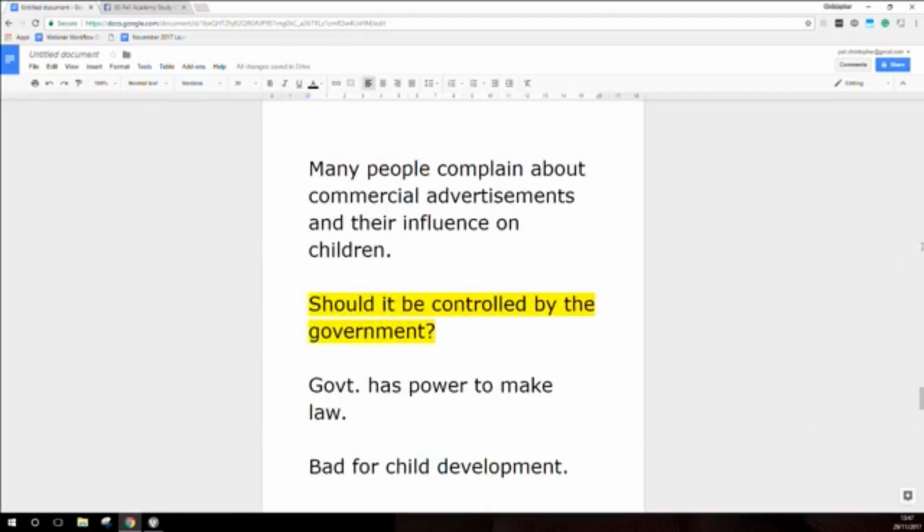Alright, so many people complain about commercial advertisements and their influence on children. Should it be controlled by the government? Right, so this is really a why question. Why should it be controlled by the government? So you have two options. Yes, because of this, or no, because of this.